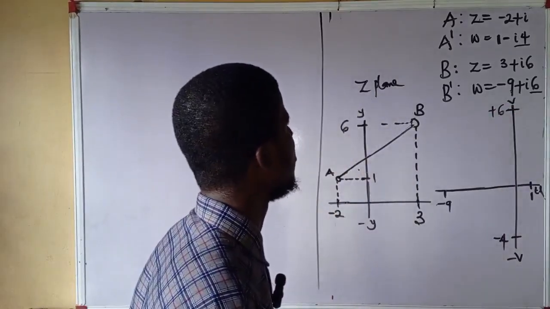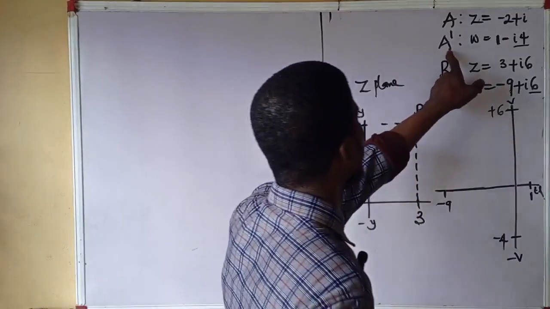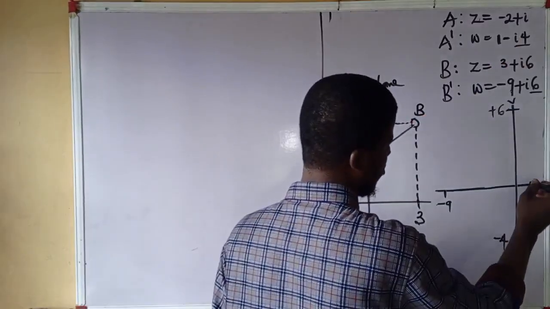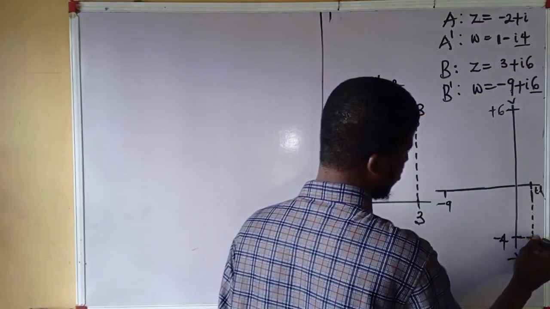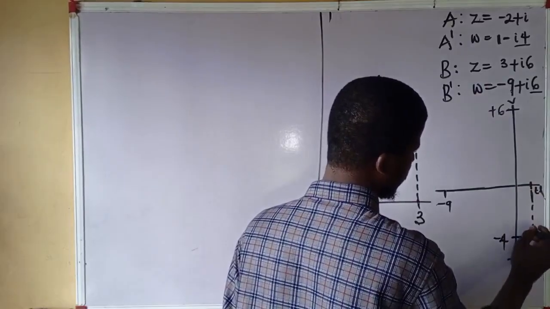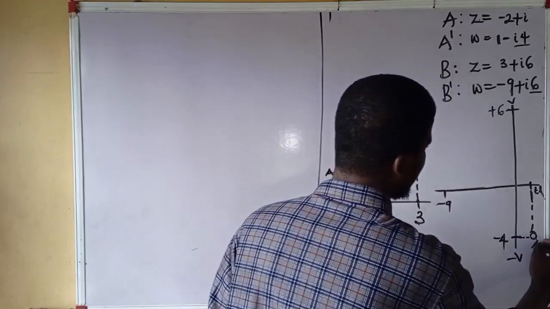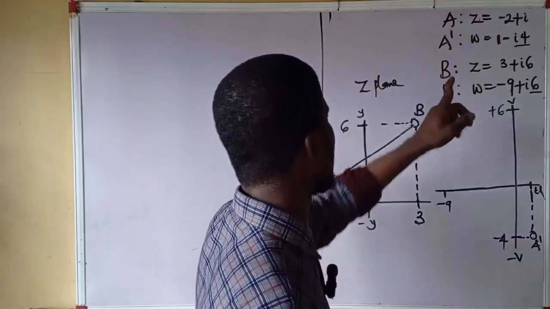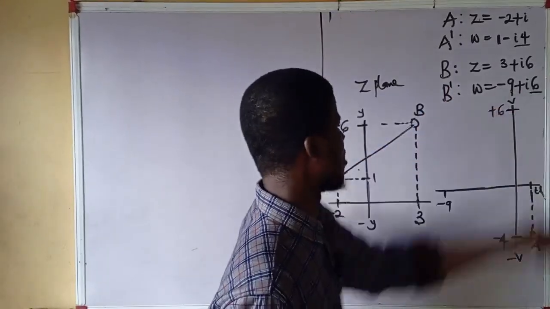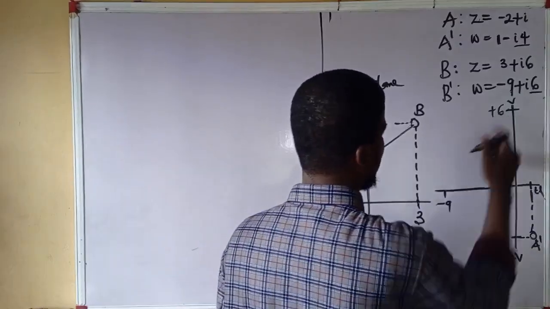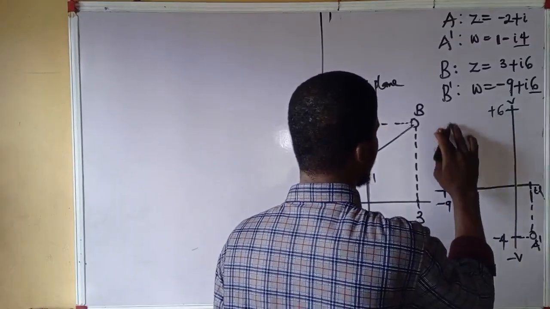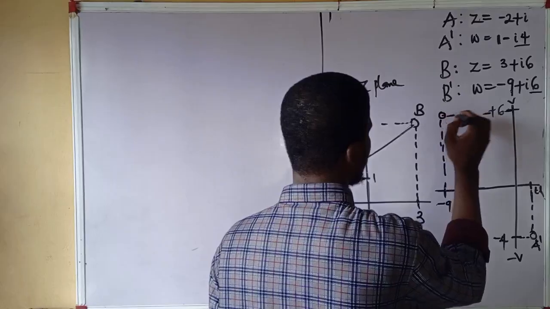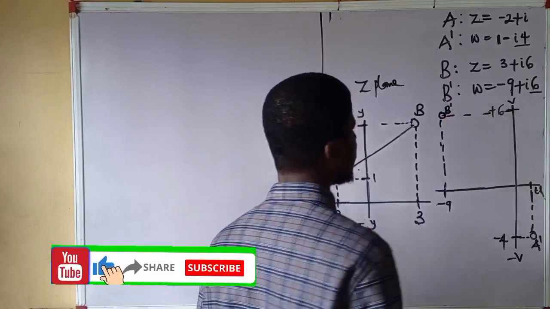So let's plot the image, let's plot the point A prime. A prime is 1 minus i4. Plus 1 minus i4 is in the fourth quadrant. This is A prime. All right. Then we have B prime, minus 9 plus i6. Minus 9 plus i6. So this is our B prime.